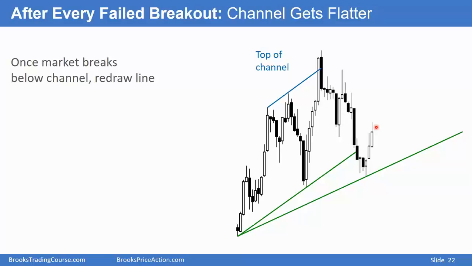Reversing up, well, you know what I'm going to do. I'm going to draw a new line. I could draw the line from this low to that low. I'm initially going to draw it from this low to that low.